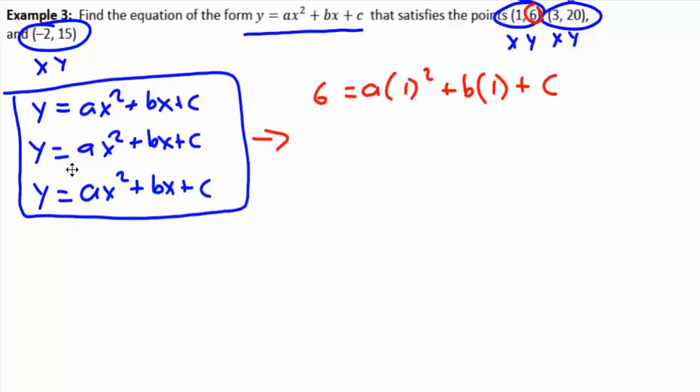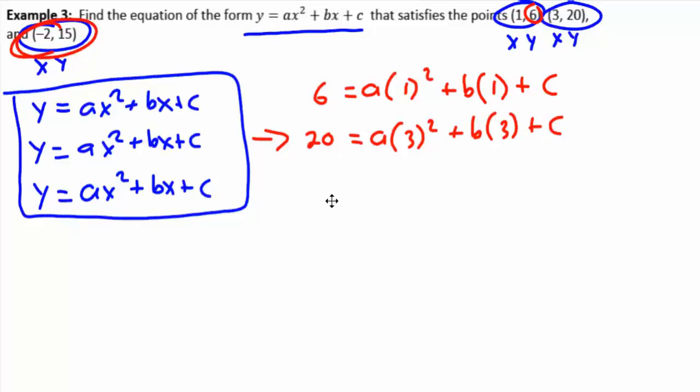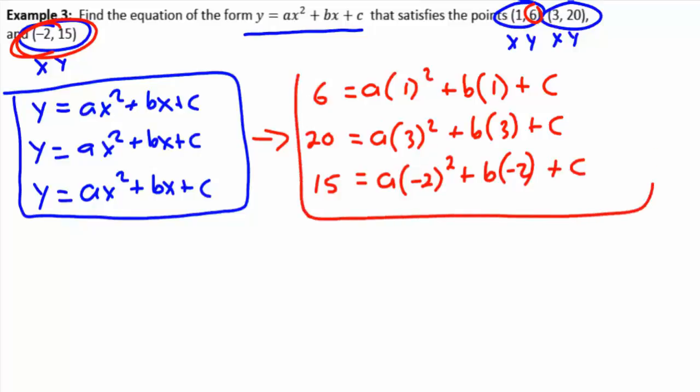And then my second equation, I'm going to use this point 3, 20. 20 equals a times 3 squared plus b times 3 plus c. And then I'm going to use this point for my last equation. 15 equals a times negative 2 squared plus b times negative 2 plus c. Now we're going to clean up our system a little bit here.